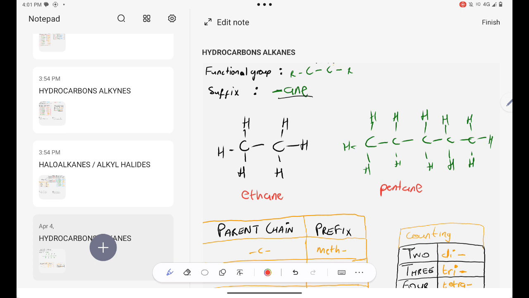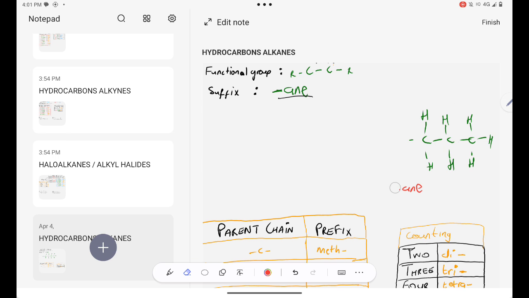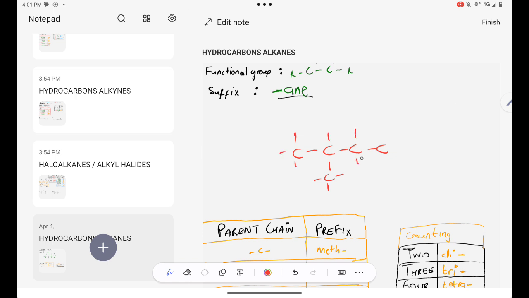You won't only deal with straight chain hydrocarbons. Sometimes your chains will be branched. You must learn how to name branched compounds as well. Sometimes you can have a structure like this, and then it's hydrogen, hydrogen, hydrogen.